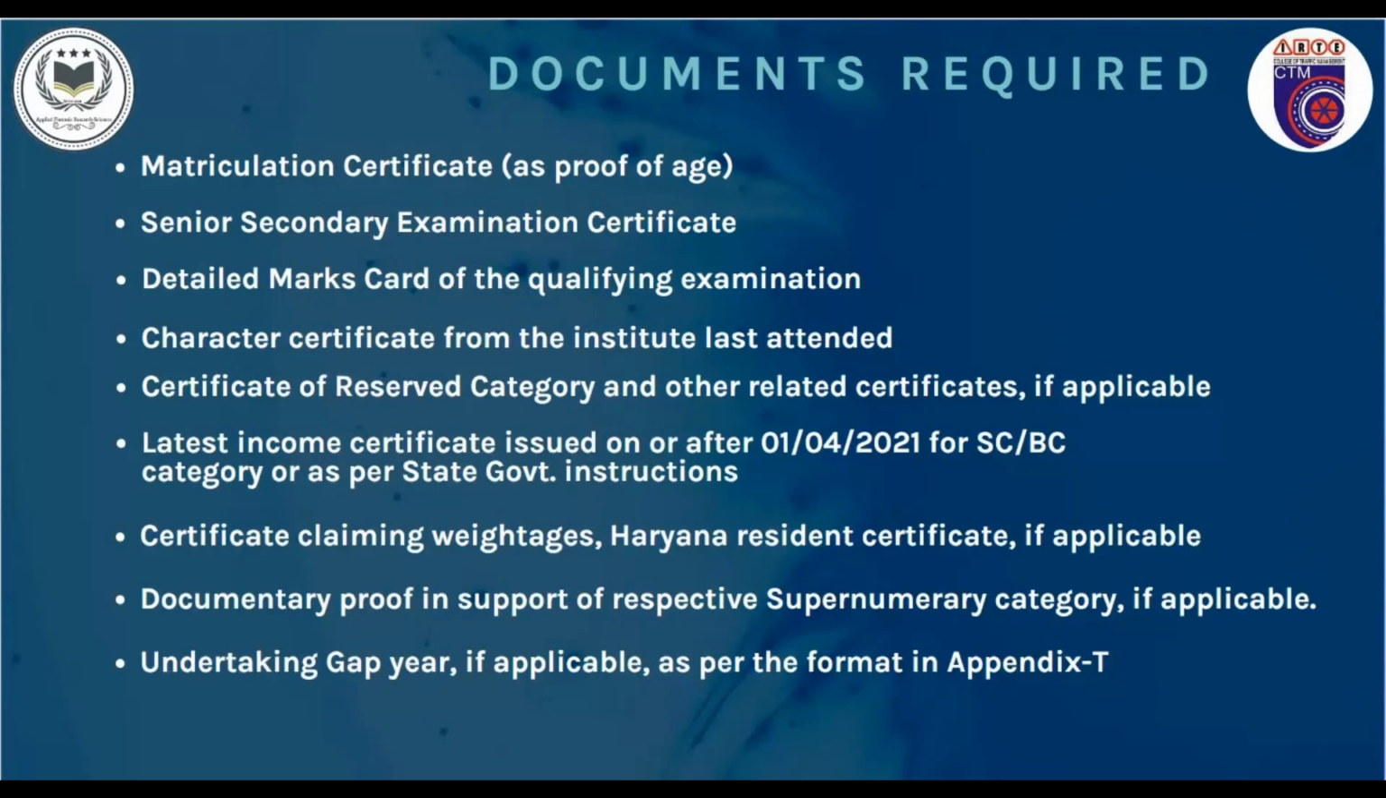The latest income certificate issued on or after 1st April 2021 for SC/BC category or as per state government instructions. Certificate claiming weightages, Haryana resident certificate, if applicable. Documentary proof in support of respective supernumerary category, if applicable. Undertaking gap year, if applicable, as per the format in Appendix T.